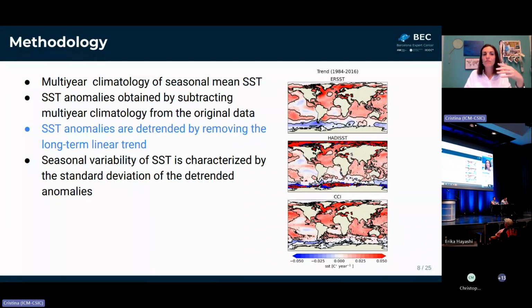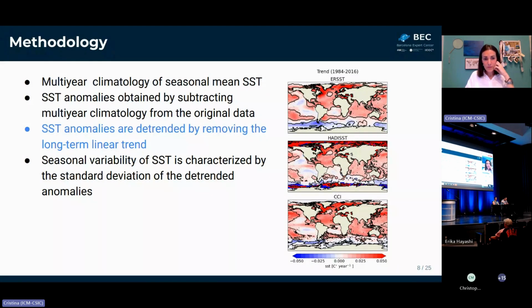The next step is that these anomalies are detrended by removing the long-term linear trend. Here I'm showing you the trends that we observe for the three data sets for that period. As you can see, in general we have global warming across the globe. All three data sets detect the known cold blob south of Greenland. Even if we do see some differences, they are not that significant, and I will show you at the end of the presentation. I don't want to make any spoiler, but we will see that later.